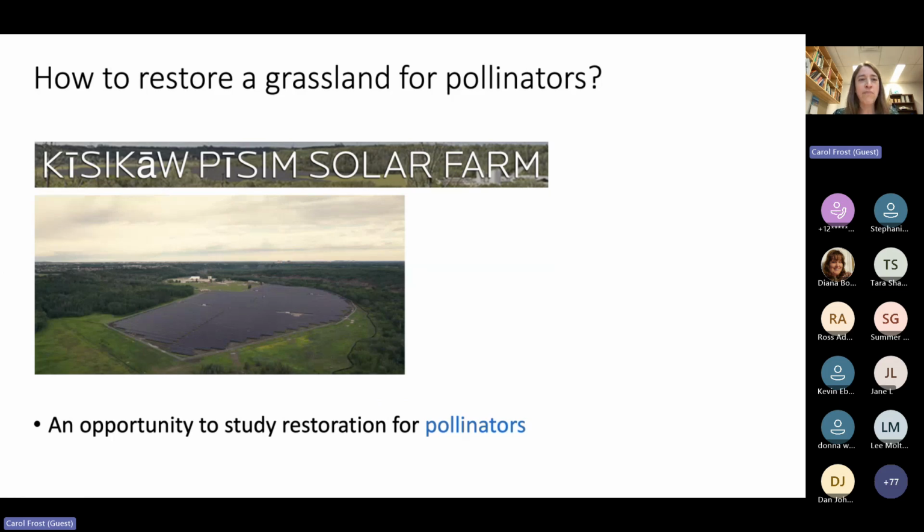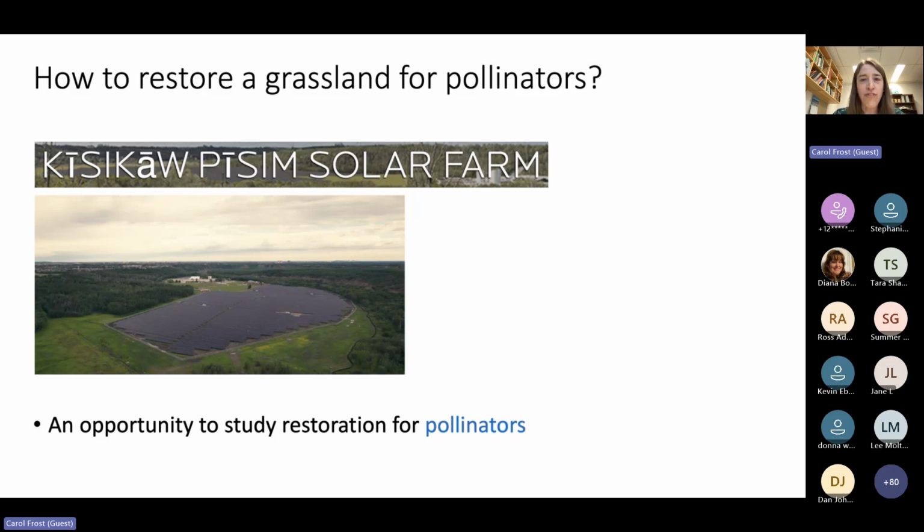So this talk is about the question, how to restore a grassland for pollinators. And my experience with this, I'm not a restoration ecologist, but I've gotten a close look at this process through the restoration of this solar farm, Kiziga Pisim. Now this is owned by EPCOR, and it's a solar farm in the river valley of Edmonton, Alberta, Canada. And it was constructed to provide half of the power needed to power their water distribution plant.